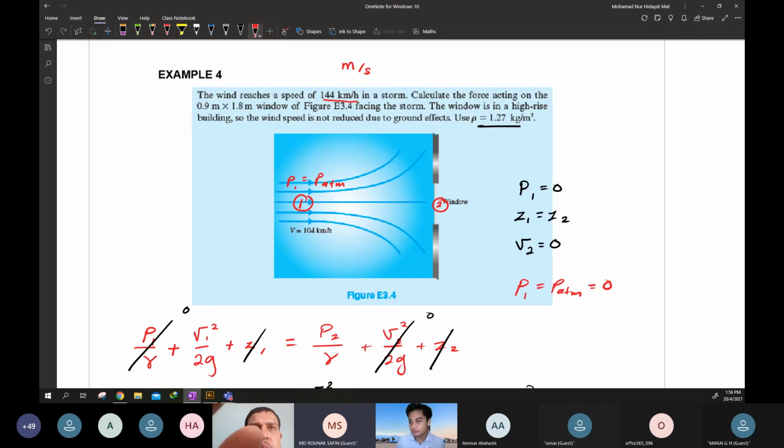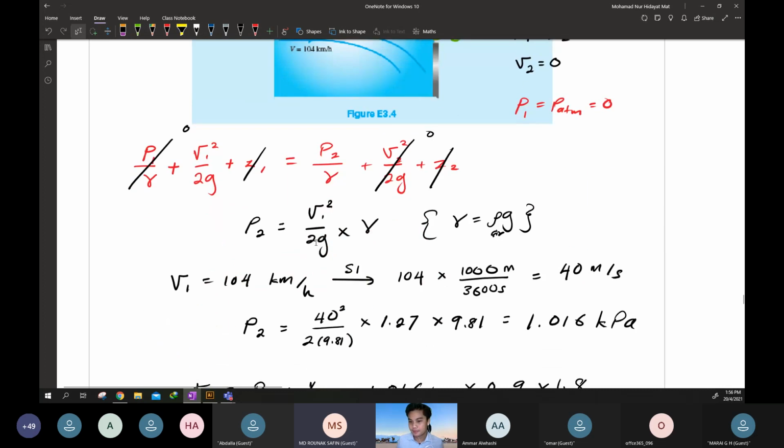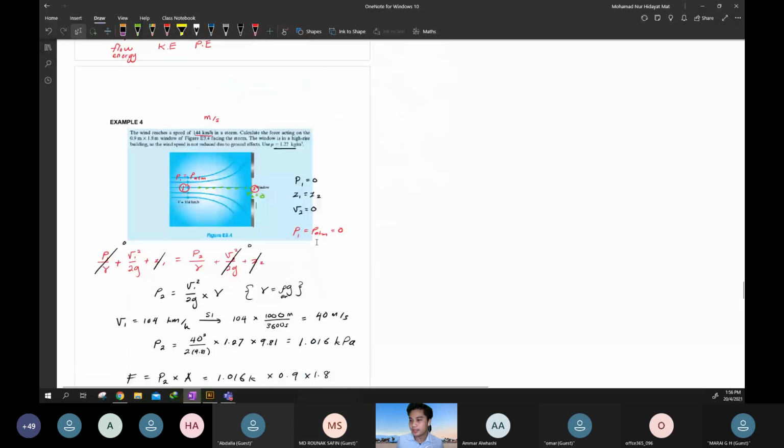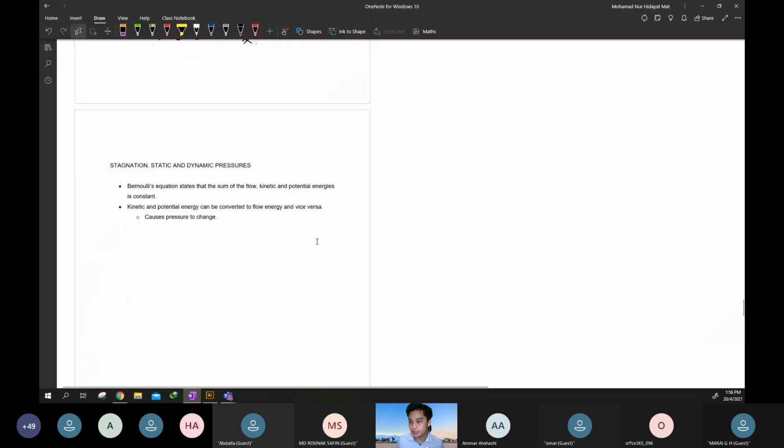And what about V2? Why is the velocity zero? The particle is moving and suddenly hits the window. What do you think the particle will do, stop or move? It will stop. So the velocity equals zero. Okay, clear about this? Okay, that is the example for your understanding.